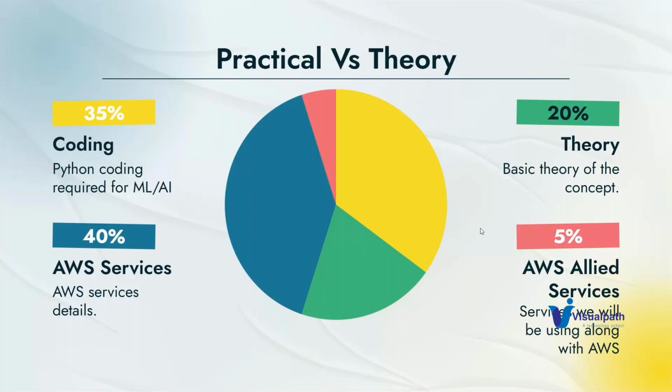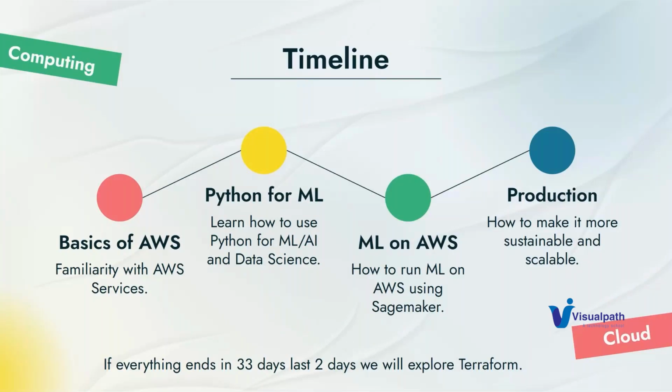How are we going to move forward with this particular course? First, we'll understand the basics of AWS. We'll familiarize ourselves with AWS services, how they work, etc. Then we'll move on to Python for ML. We'll be learning how you would use Python for ML practices, data science, etc. Once that is done, we'll move those ML learnings onto AWS, specifically SageMaker. We'll bring all the code that we have already done in ML onto SageMaker.